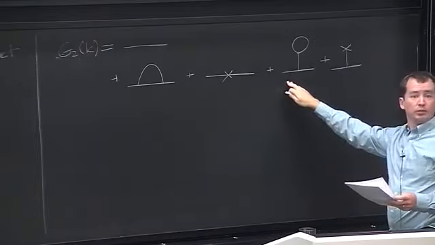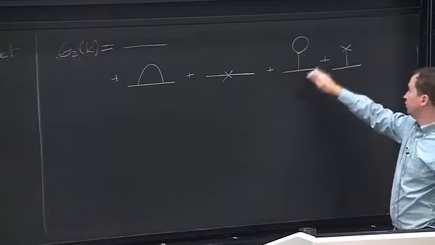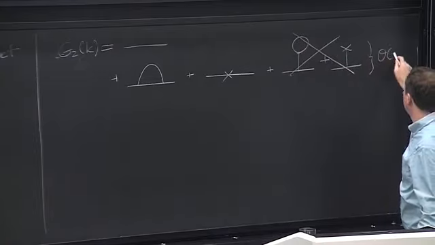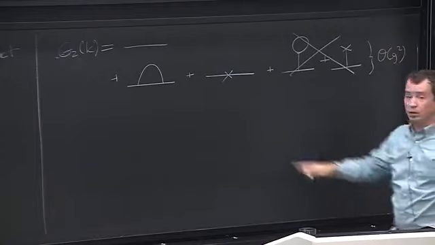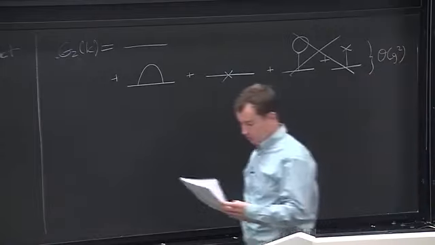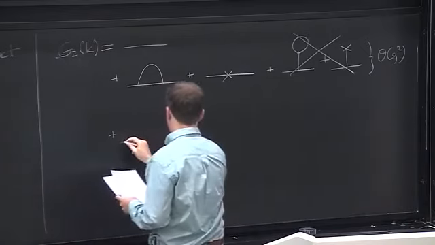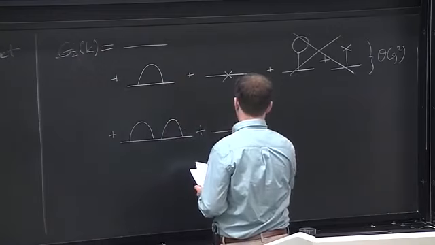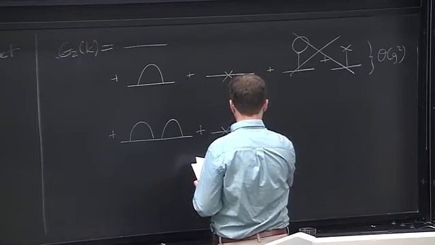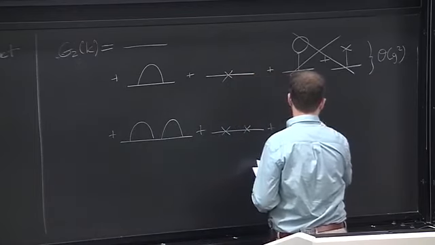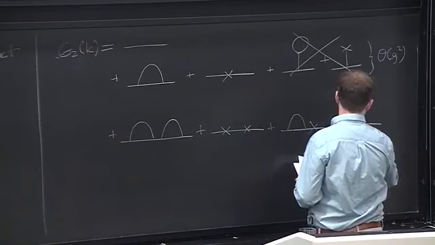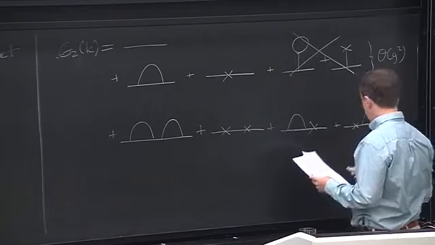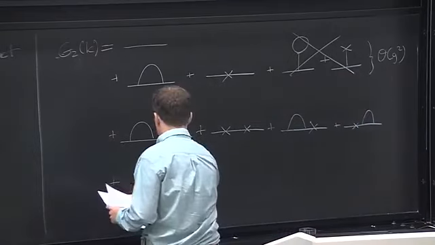But we've already seen in the earlier part of lecture that these diagrams don't contribute. So at order g squared, these will be the only diagrams. You can go to higher order. Get diagrams like this. And there's lots of diagrams at higher order.